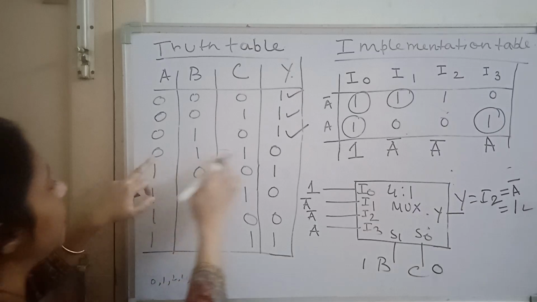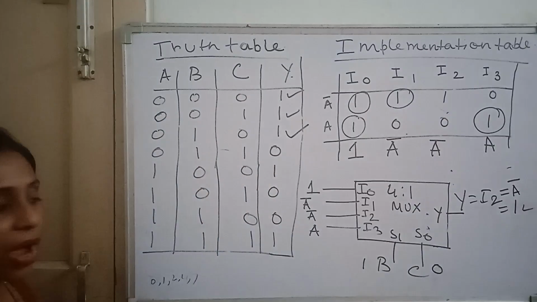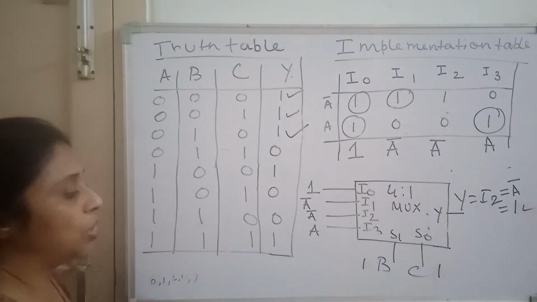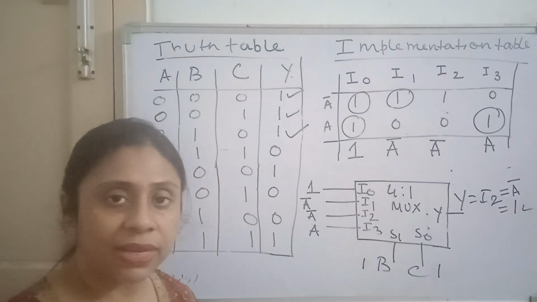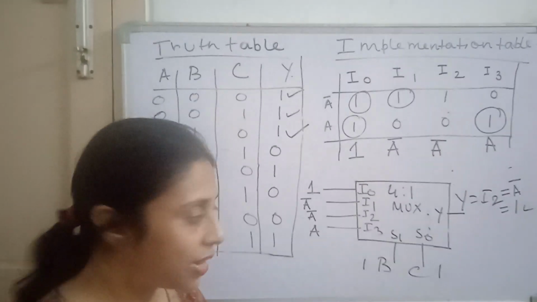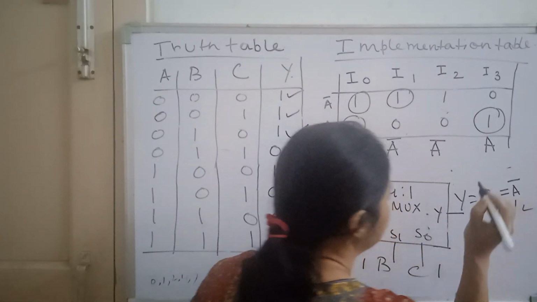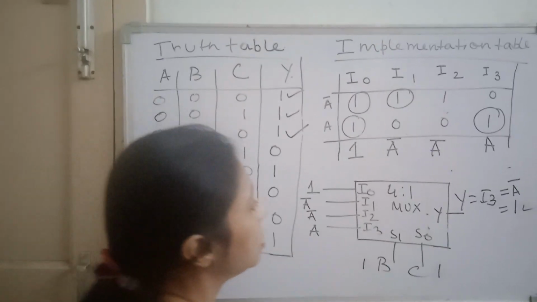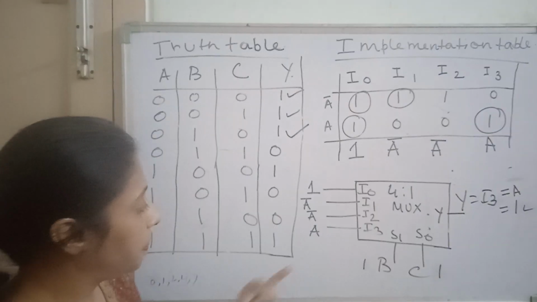Now, come for the fourth one. 0, 1, 1. So, BC is 1, 1. B is 1, C is also 1. For 1, 1 at select line, which one input should be selected? I3 should be selected, right? So, Y is equal to I3. Now, what is given at I3? A. So, Y is equal to A.